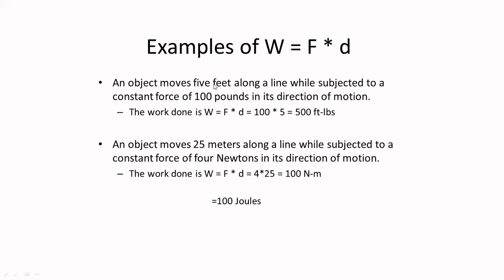So an object moves 5 feet along a line while subjected to a constant force of 100 pounds in its direction of motion. So we can say that the work done, W, is equal to the product of the F and the D. So F being the force, which is 100 pounds, and distance covered by the object, or the distance of displacement of the object in the direction of the force or of the motion, is 5 feet. So it's 5 in here. So if you multiply the two, you will have 500 foot pounds.